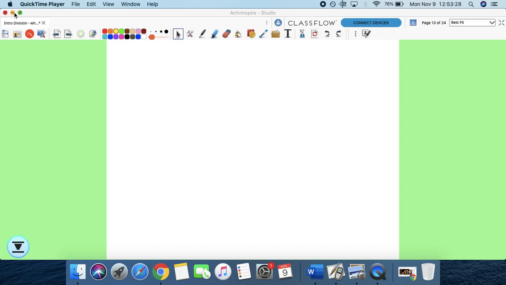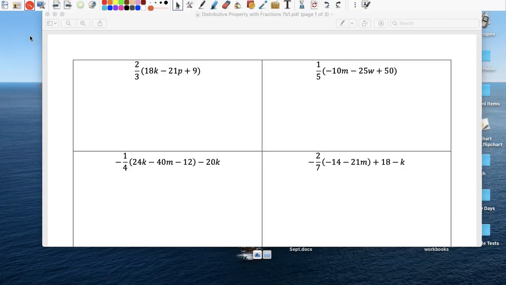Sheet that I asked you to do for homework. Shouldn't take that long. All right, so I'm going to quickly start once I have my tablet connected.